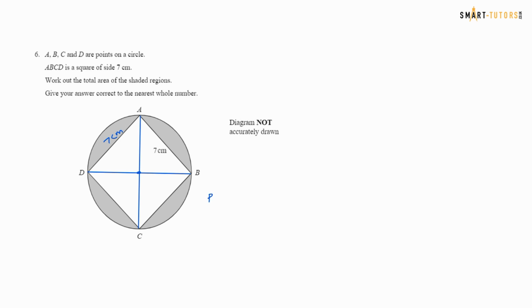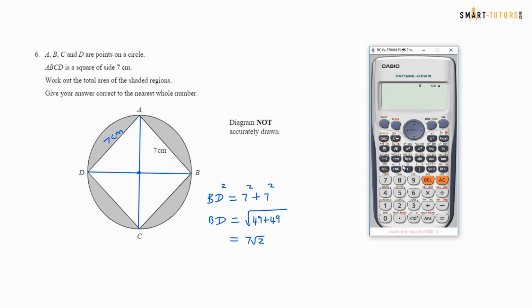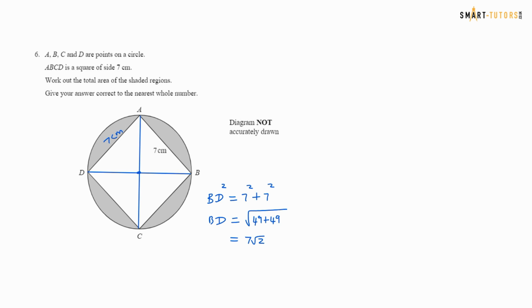So BD is the diameter. BD squared equals 7 squared plus 7 squared. So BD equals square root of 49 plus 49. So this is going to be 7 root 2. Or if you want, we can press the calculator and find the answer. Square root of 49 plus 49, 2 times 49, which is 7 root 2. Keep that answer as it is, and we will find the radius. The diameter BD is 7 root 2, and the radius is half of this. Radius is 7 root 2 divided by 2. So that is the radius of the circle.